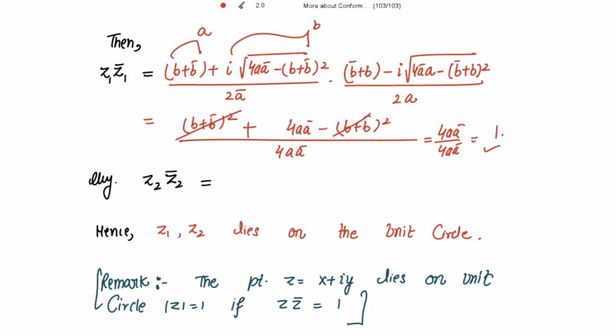Similarly, we can also get that the other point, z2, lies on the unit circle if the product of z2 with its conjugate comes out to be 1. We can get this to be 1, obviously. Hence, z1, z2 lie on the unit circle. So what we conclude is that the fixed points are either the inverse points to each other for the discriminant positive, and for the discriminant negative, these two points lie on the circle mod z equal to 1. That is, either the fixed points are the inverse points to each other, or they are lying on the circle. Yes? Thank you.